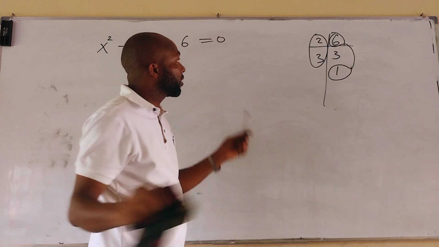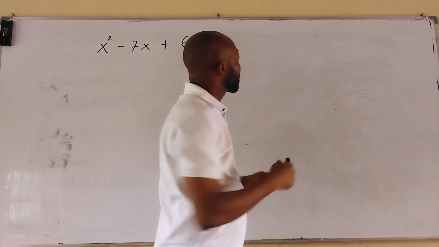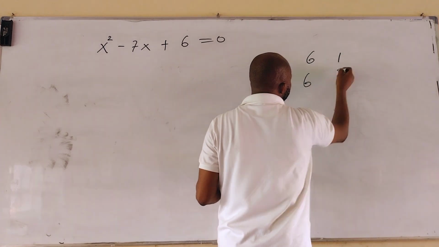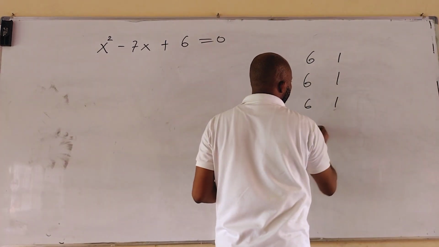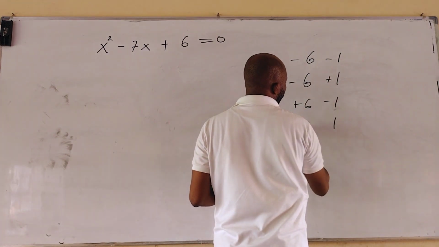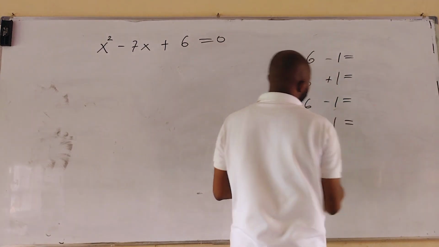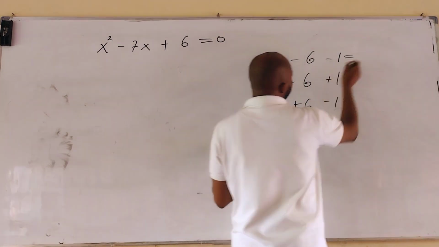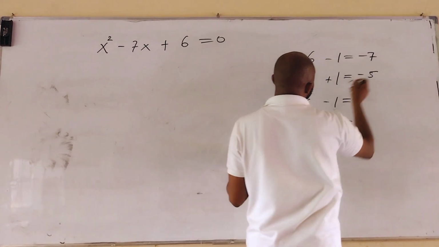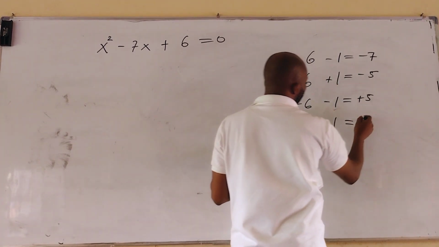So having discovered that it's 6 and 1, the next thing you do is this. We have those two numbers, 6 and 1. Put them in this manner: minus, minus; minus, plus; plus, minus; plus, plus. That's the principle, the steps I want you to take. Minus 6 minus 1 is minus 7. Minus 6 plus 1 is minus 5. Plus 6 minus 1 is plus 5. Plus 6 plus 1 is plus 7.